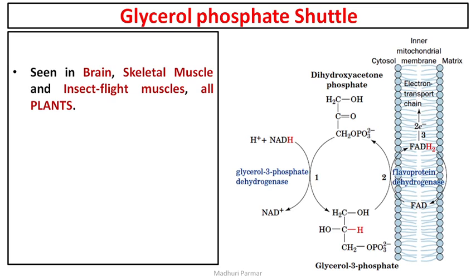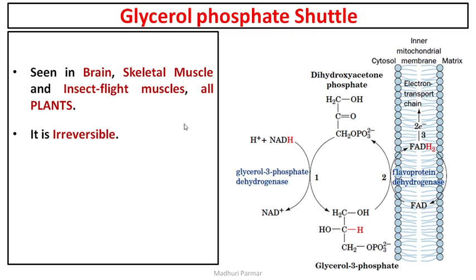So if you see, let us say a butterfly, and the butterfly is able to flap its wing and fly, it has these muscles which help it flap the wings. These muscles are known as insect flight muscles, the muscles which are helping it fly. They have glycerol phosphate shuttle, and all plants have glycerol phosphate shuttle.